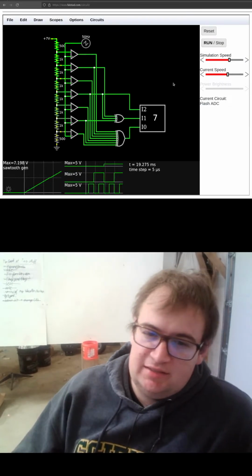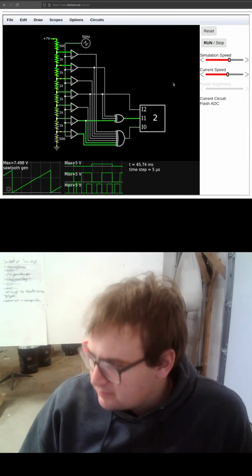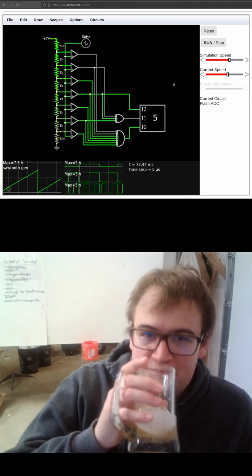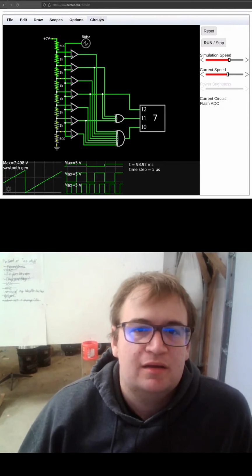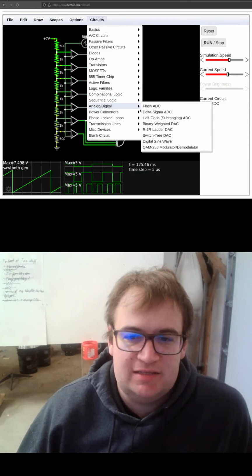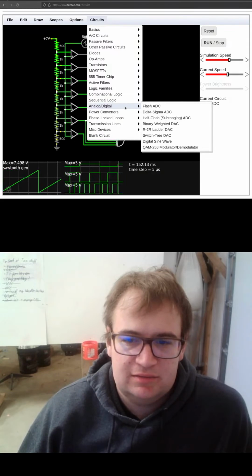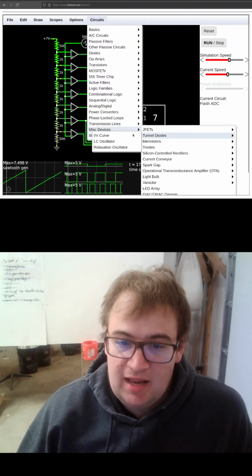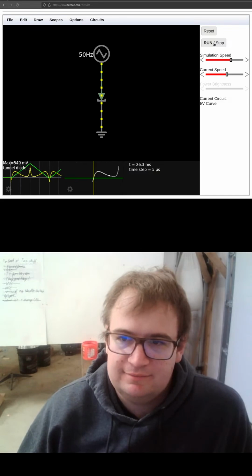Now I'm just looking at some weird circuits. I don't even know if I want to try and explain this one. Does anybody else want to try and explain it? Anybody know what they call that here? Flat ADC. No. Where did I find this? Yeah, let's do that. Tunnel diode.